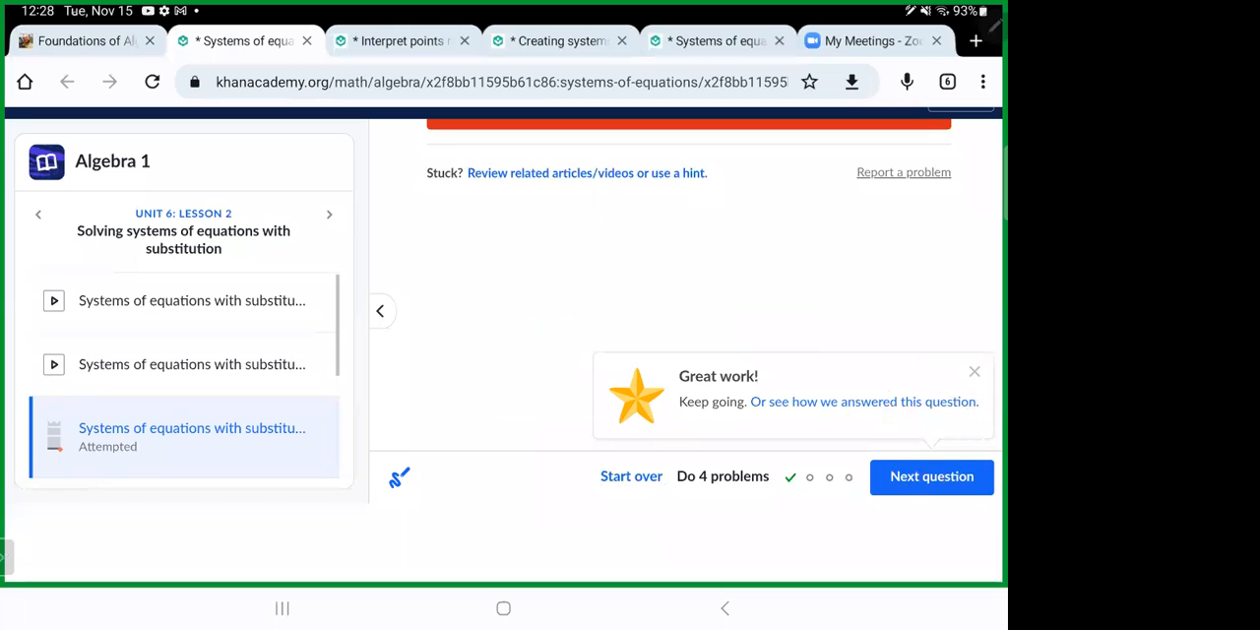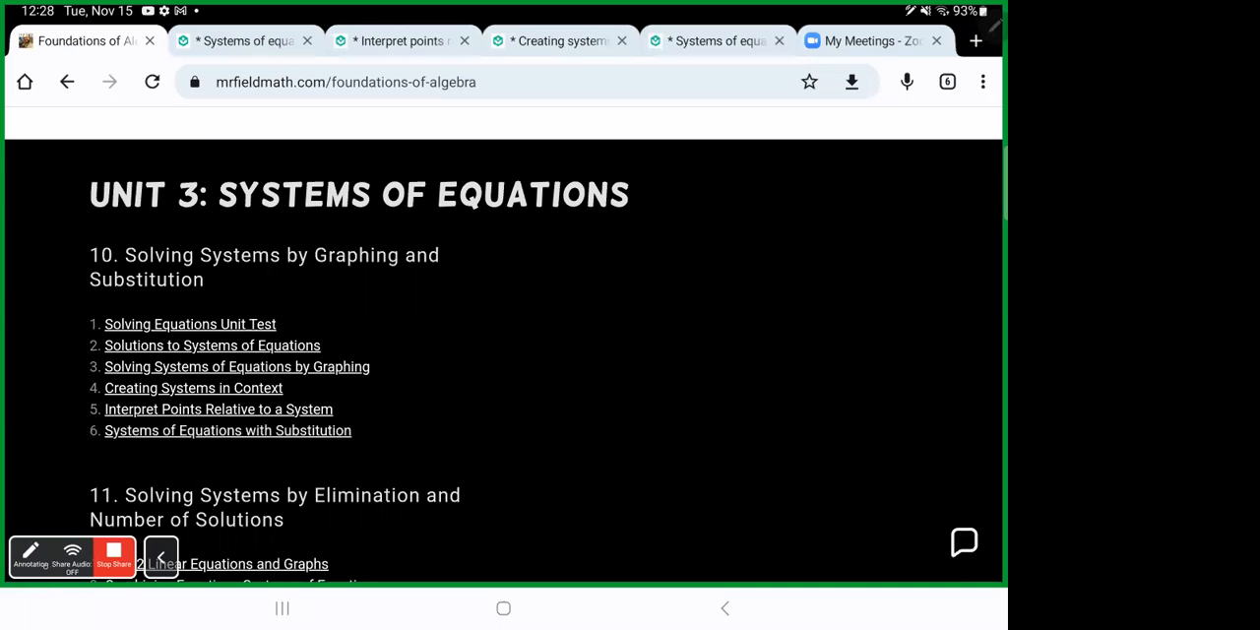Okay, so that is the substitution. One more time: you're going to make sure one of them is in slope-intercept form. You're going to circle the mx plus b part. Substitute that into the other equation, solve for your variable, take your answer and substitute it back into the slope-intercept equation, and then you have both variables, and you'll be done.